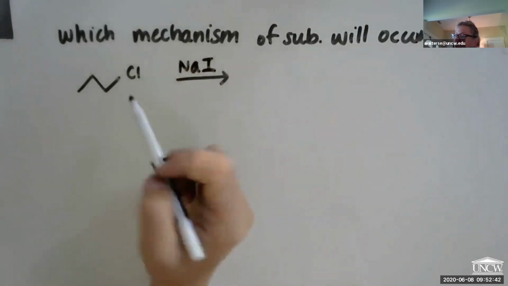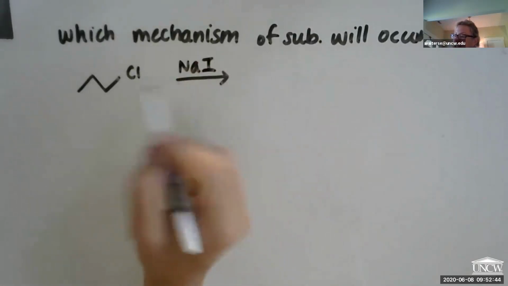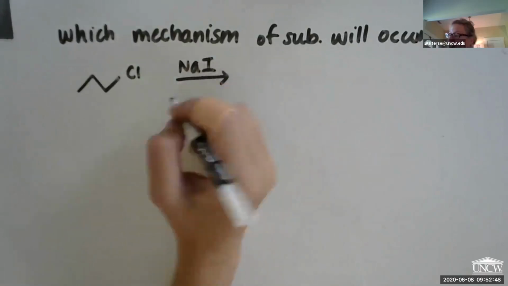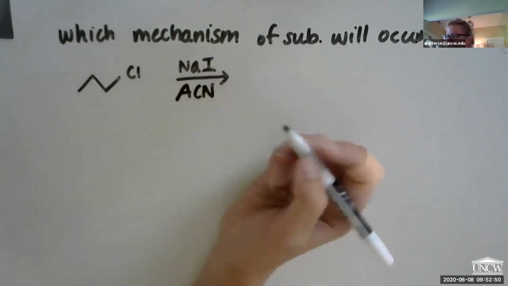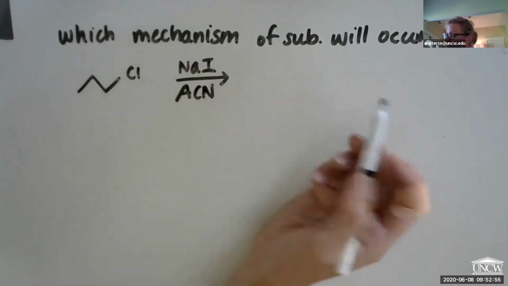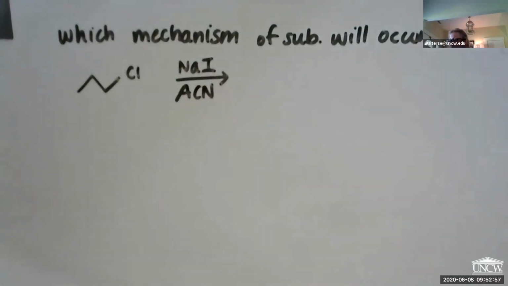So I want you to have alkyl halide as your substrate, sodium iodide on top of the reaction arrow, acetonitrile on the bottom of the reaction arrow. Okay. So what substitution mechanism will occur, and then we'll draw the product.